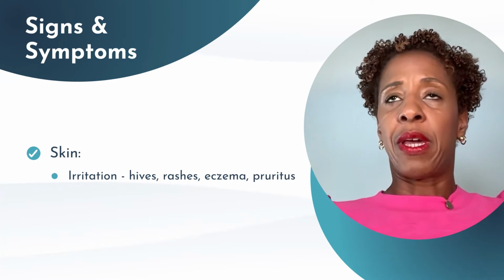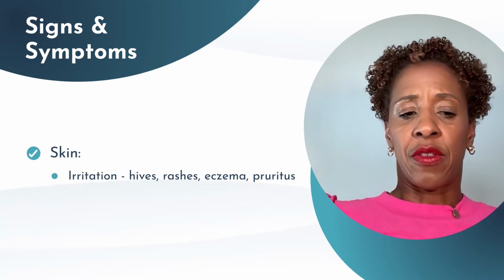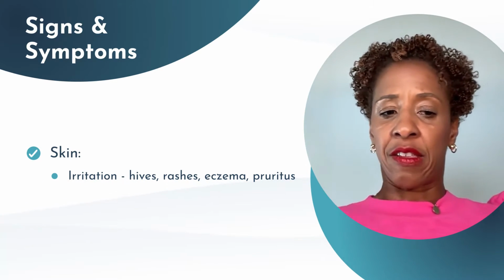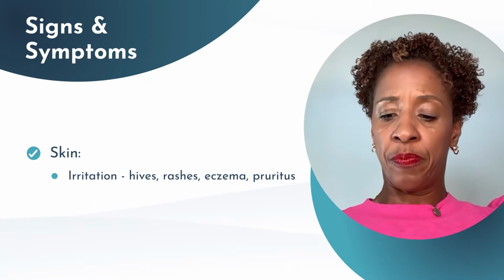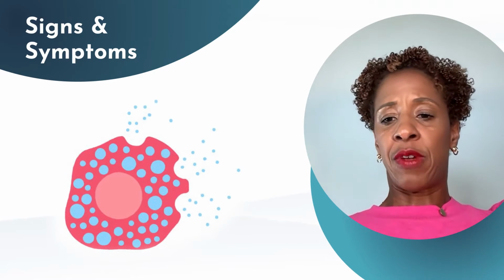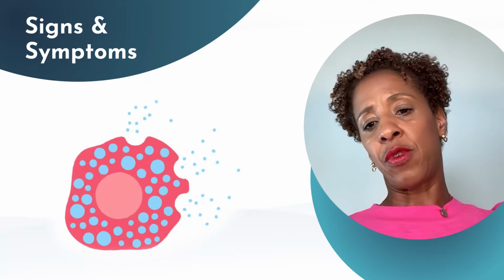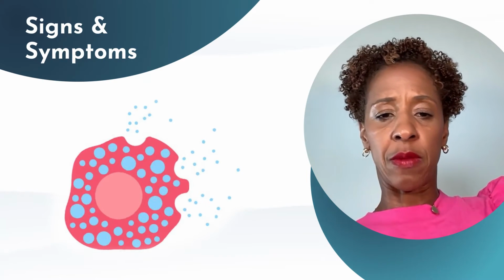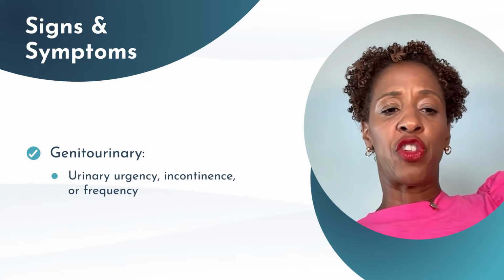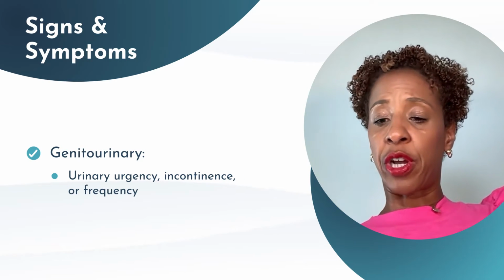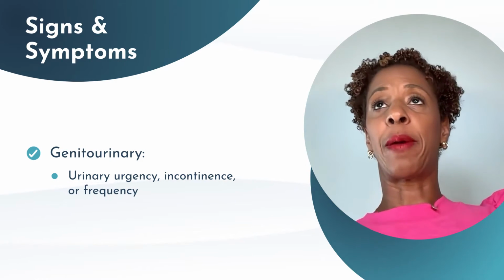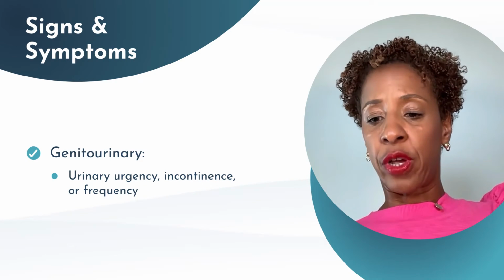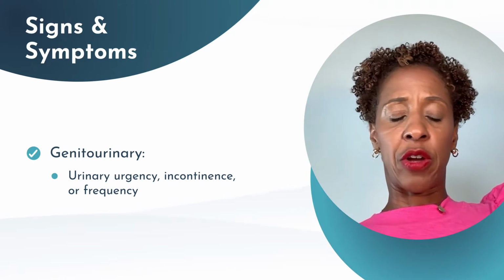Skin is interesting because you can see a lot of different things. You can see just general irritation, hives, rashes, eczema, pruritus, which is itching of the skin. So then this here is a mast cell that's releasing histamine. I just put that there because there can be some histamine intolerance. From a genitourinary standpoint, you can have urinary urgency. That means you have to hurry up and go to the bathroom. It feels like you can't wait. Incontinence or frequency can also be seen from a urinary standpoint.